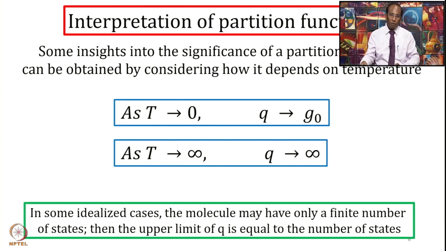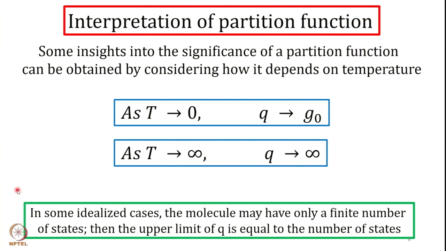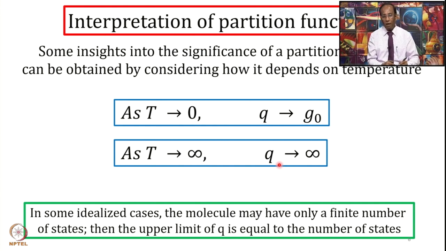That is what is highlighted in this slide. As T approaches zero, we just discussed that Q approaches a value of g0, the degeneracy of the ground state. And when T approaches infinity, the Q value also approaches infinity. That means many energy states are thermally accessible. In some idealized cases, the molecule may have only a finite number of states. Then the upper limit of Q is equal to the number of states. Suppose you have only 2 states available, or 3 states, or 10 states, then the limit of Q will be equal to the number of states.